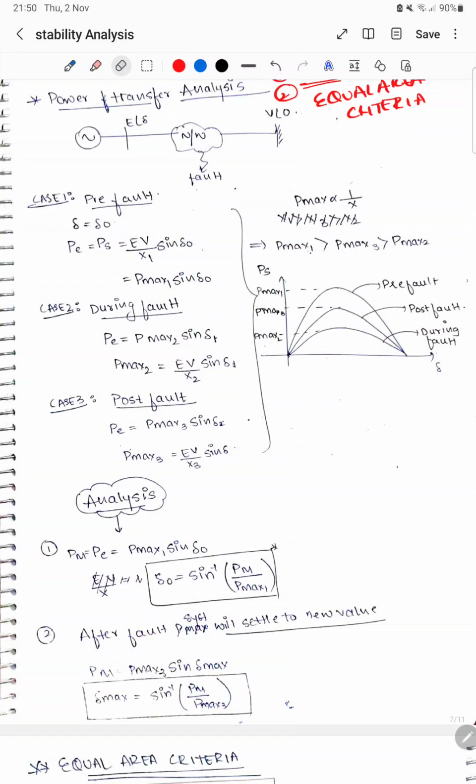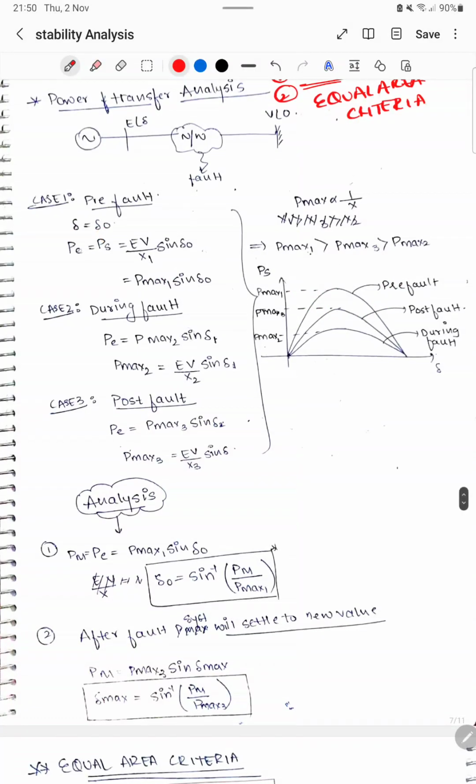Fine, so let's get started. In pre-fault, you will see a point which gets equated to your shaft power. Let's say this is your shaft power. So this angle will be delta naught. P equals E V upon x1 sine delta naught. From that you will be able to get delta naught. During fault, similarly, the same formula of Pmax2 sine delta something would come. For post-fault also, P equals Pmax3 sine delta something would come.